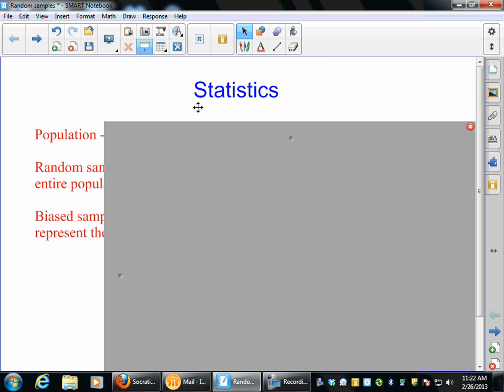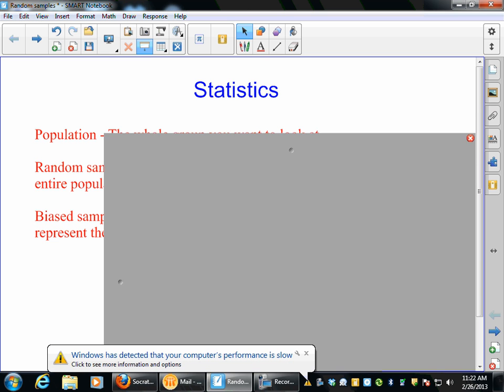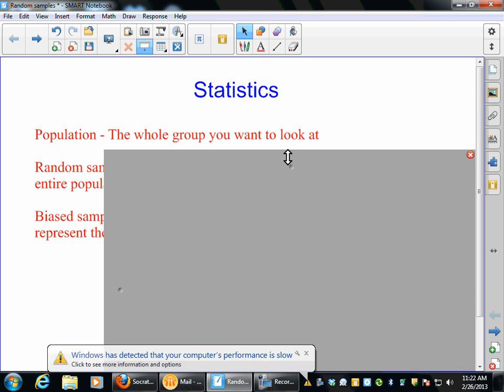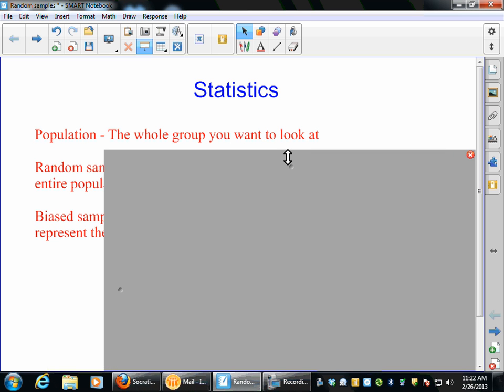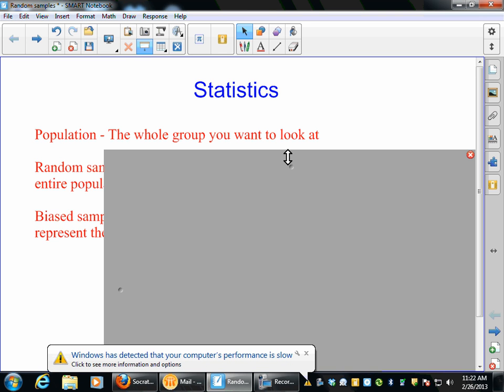Okay, so we need a couple of definitions here. Population is the whole group that you want to look at. In other words, if I wanted to know what the seventh graders thought about the school lunches, then my population would be all of the seventh graders in school. If I wanted to know what all students in the school thought about school lunches, then my population is all of the students in the school. It just depends on who you want to get information from.